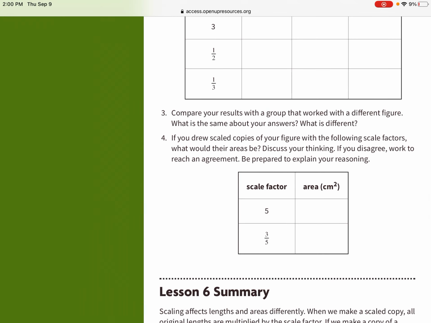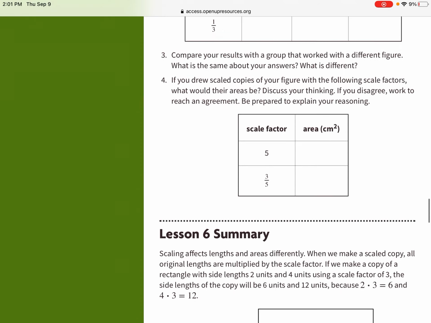Okay, and then this last part, it just wants you to find what the area would be if it was 5 times. So 5 squared is 25. 25 times 10 is 250. So the area here would be 250. And this is that 3/5 that I was thinking of. So we did that. That 10 times 3/5 squared becomes 18/5. Okay. So that was it.